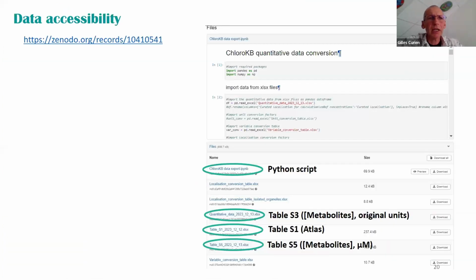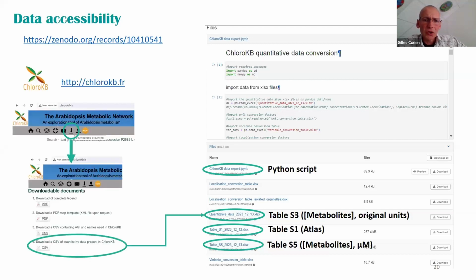Okay, so for data accessibility, in addition to the Quantitative Plant Biology website, you have them in Zenodo. You have the Python script, table S3, table S1, which is the atlas, and table S5. This is also a way to publish updates. When there will be version 2, version 3, depending on new data we analyze, each time there will be a new DOI. You can also see the connection with ChronoKB. There's a download icon at the top of the welcome web page, and you can go there to the downloadable documents. Table S3 is also available here, and it is frequently updated.